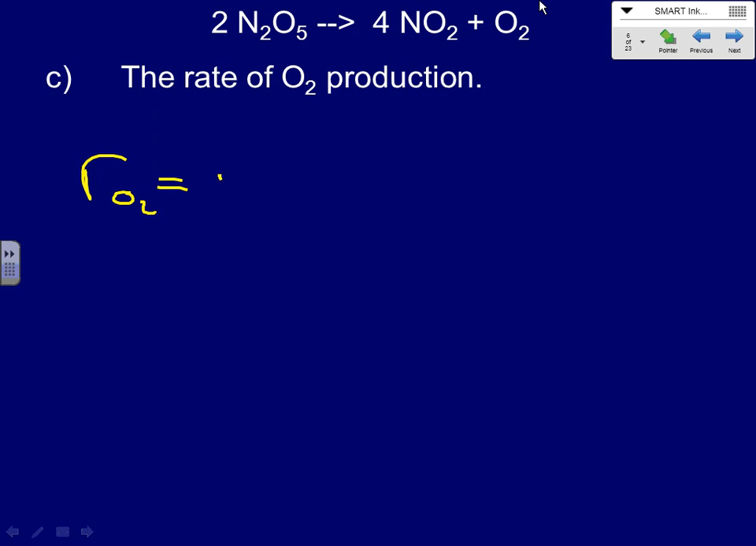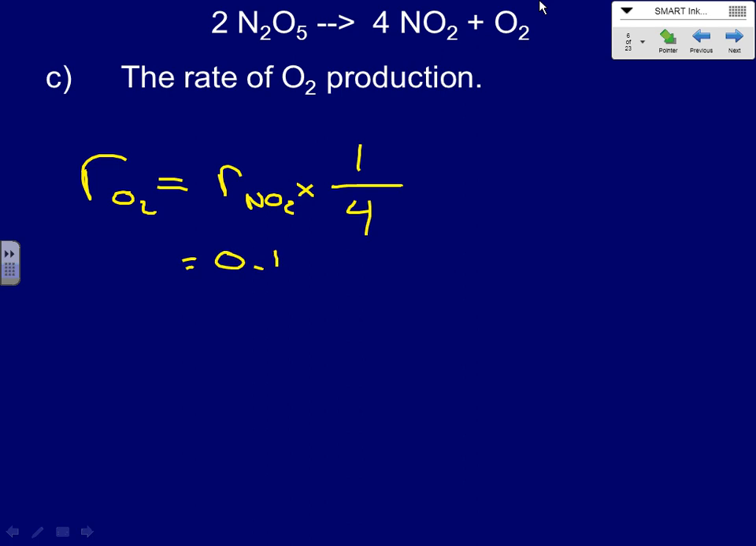I can write the equation out. That would be the rate of NO2. What's the conversion factor going to be in this case? Yeah, Christian? 1/4. Yep.